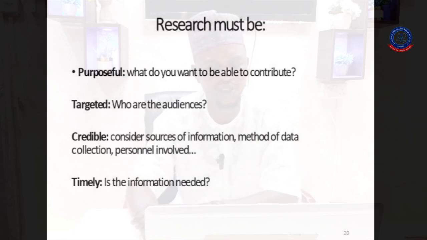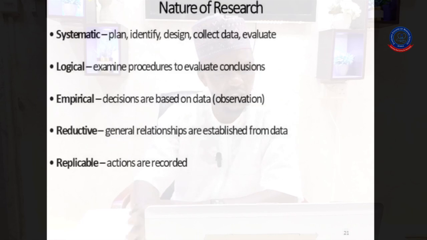Then there is the nature of research. Research can be systematic, logical, empirical, reductive, or replicable. Systematic: you plan, identify, design, collect data, then evaluate the data. Logical: examine the procedures to evaluate conclusions. Empirical: decisions are based on data observation. Reductive: general relationships are established from data. Replicable: actions are recorded. You don't just assume; you have to put it in writing for record purposes.